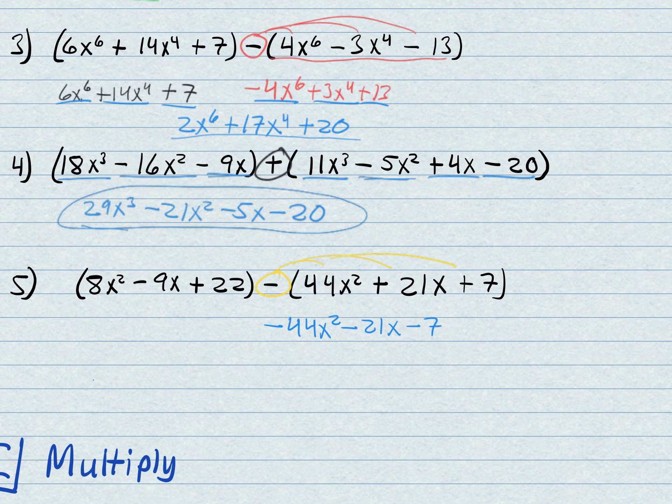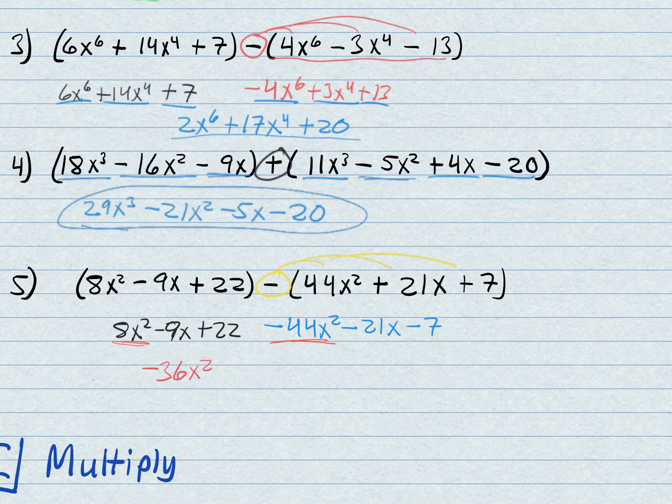All the signs change. And then this first polynomial, we didn't do anything to that, so we're going to rewrite it, keep it the same. 8x squared minus 9x plus 22. And then like before, combine like terms. I see an x squared and an x squared. So I'm going to do 8 minus 44, combine the coefficients. 8 minus 44 is going to get you negative 36x squared.